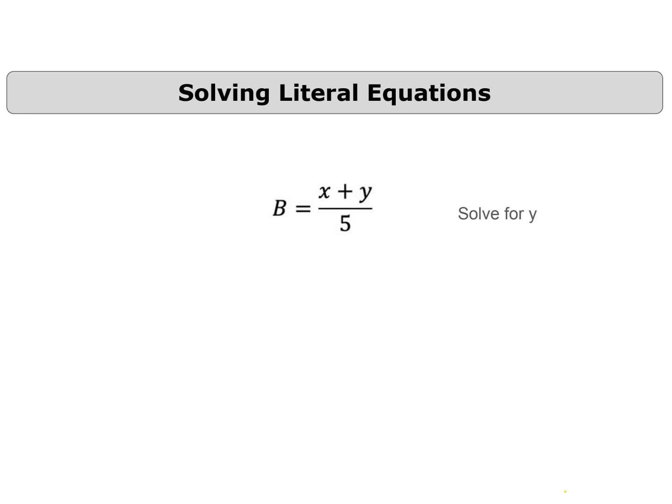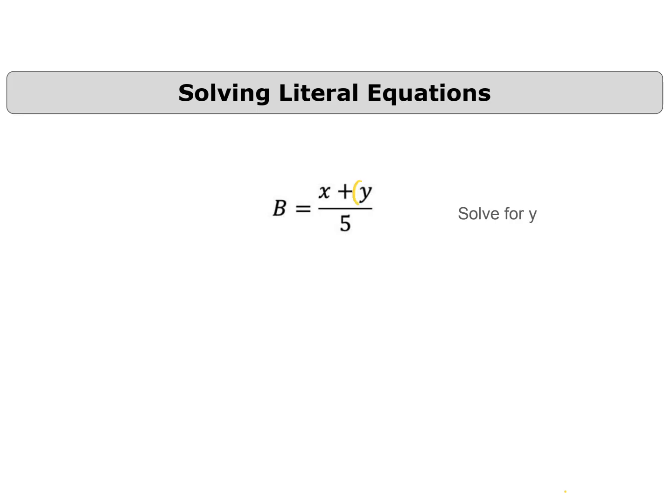In algebra, sometimes you'll see problems where it says solving literal equations. And what this means is you have several variables and you need to solve for one of them. So here we have b is equal to x plus y over 5, and we want to solve for y. So we have to look and say, what are we doing to y? Well, we are adding x and dividing by 5. So we want to do the opposite operation in reverse order.